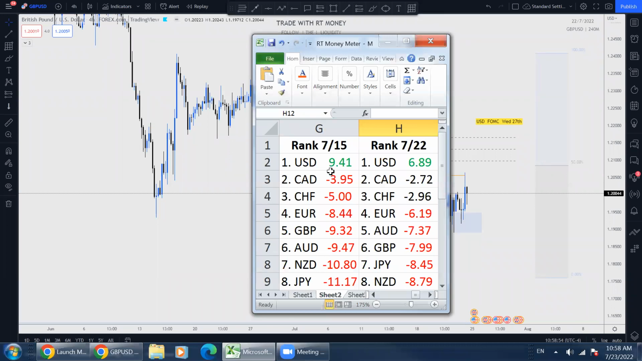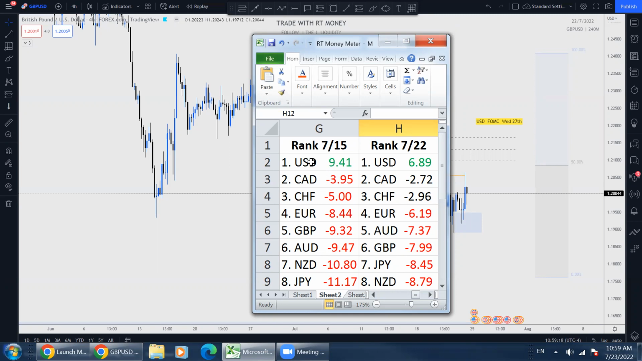The RT money meter tracks the rate of change of each individual currency from a futures perspective over a period of 15 weeks, which is about 3 months. And I update it every week, particularly on weekends, because the strength does not change over the weekend. All right.